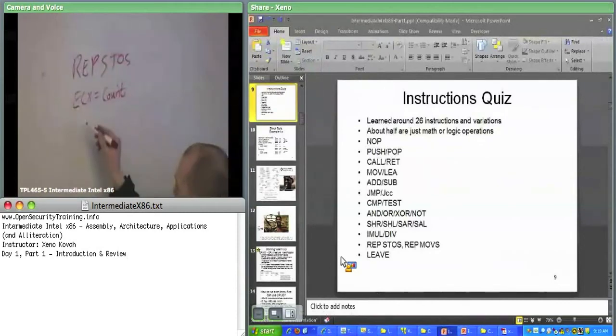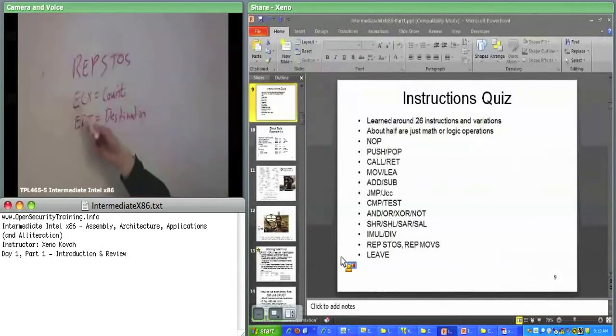The other thing it had was EDI equal to the destination. Right? So wherever it's storing to, this is wherever it's going to be storing to. So again, it's either storing 1 byte or 4 bytes at a time. And if it's storing 1 byte, it takes EDI and writes 1 byte here, and then increments EDI by 1 byte, and again by 1 byte. If it's doing a 4 byte thing, it increments EDI by 4 bytes each time. So write 4 bytes plus 4 bytes.